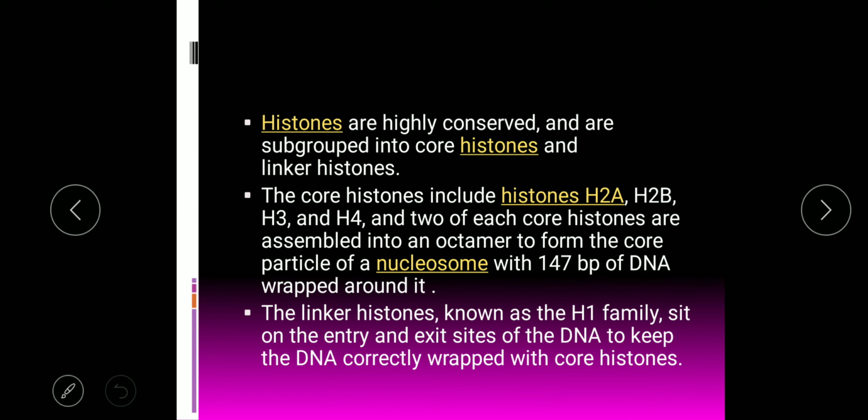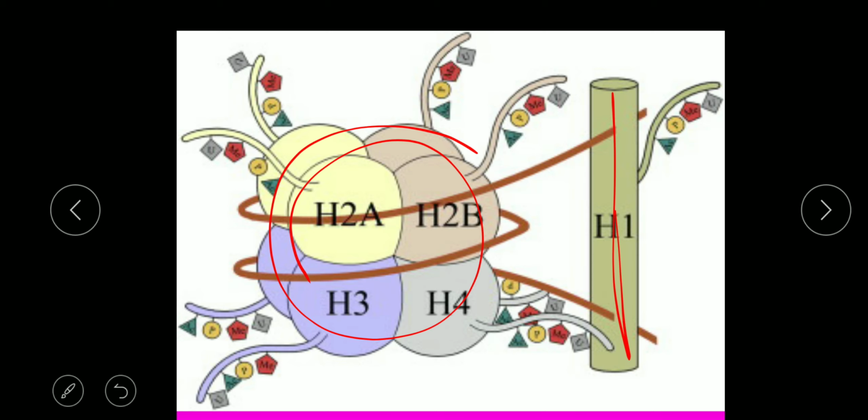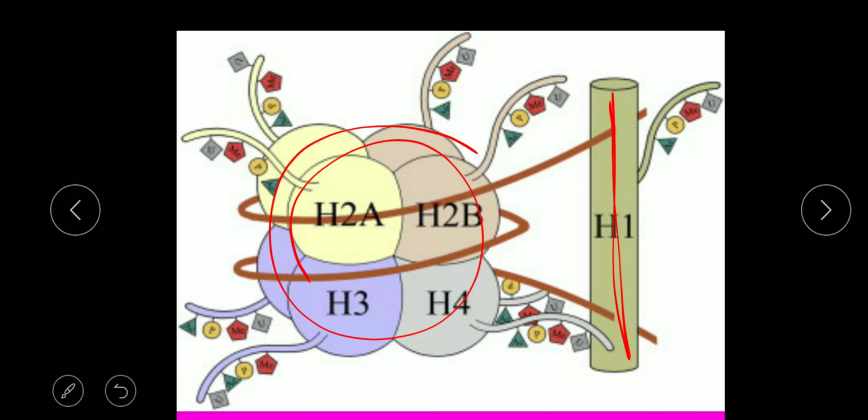Just have a look. Histones are highly conserved and are subgrouped into core histone and linker histone. This is the core histone and this is the linker histone. The core histone includes H2A, H2B, H3 and H4, whereas the linker histone is H1. Clear?